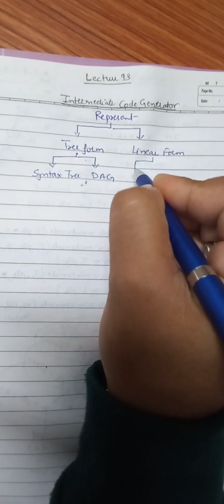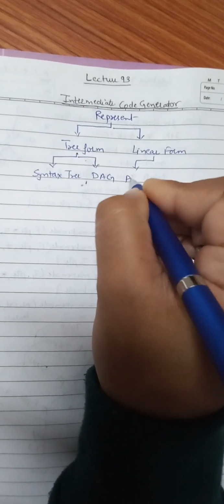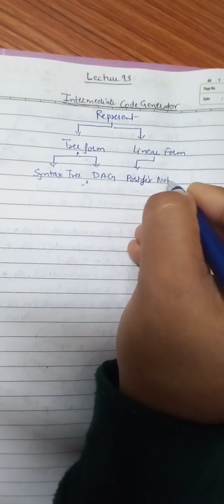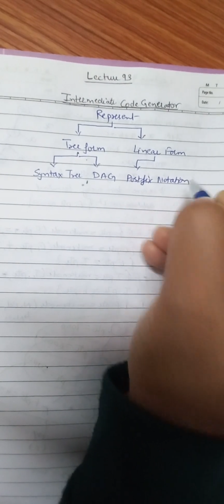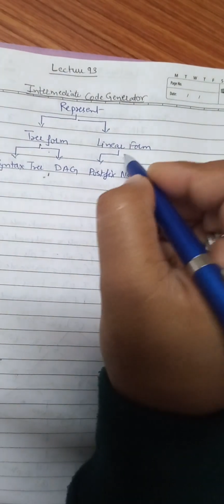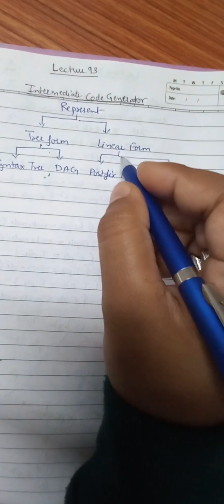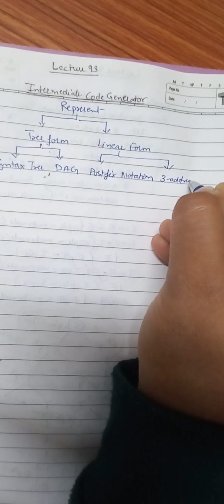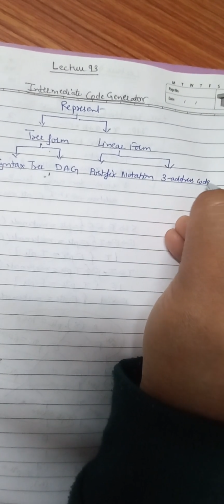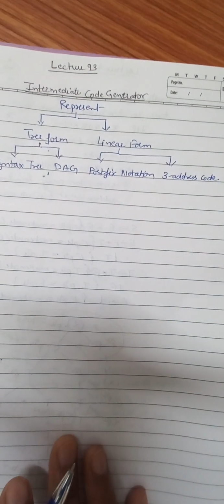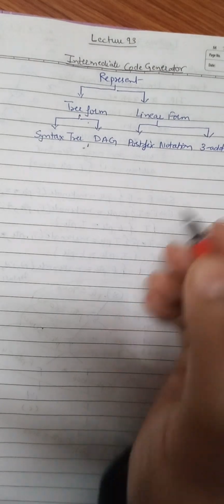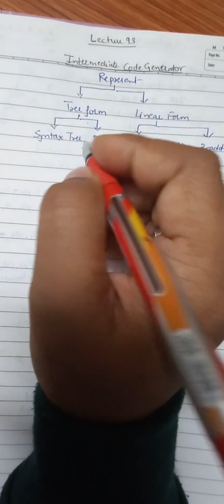And in linear form, we can represent it in postfix notation. Another way in which we can represent in linear form is 3 address code. So now we will take one example and we will see how we can represent it in different forms.